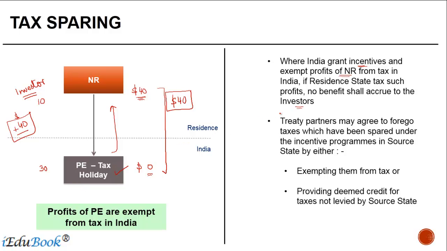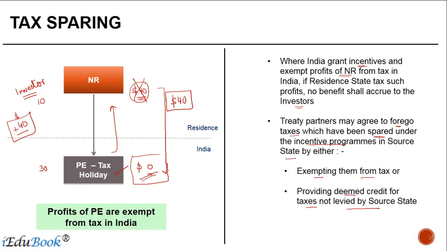In such a case, some of the treaty countries may agree that if India grants an incentive to the non-resident and does not tax the profit of the non-resident in India, then the treaty partners may agree to forgo the taxes which have been spared under the incentive program in the source state. So instead of taxing these profits, they will also spare them from taxes. And how? Either by exempting them from tax, so you say, okay, we are going to exempt them from tax, they will not be included as a part of total income, or providing a deemed credit for taxes not levied by the source state.